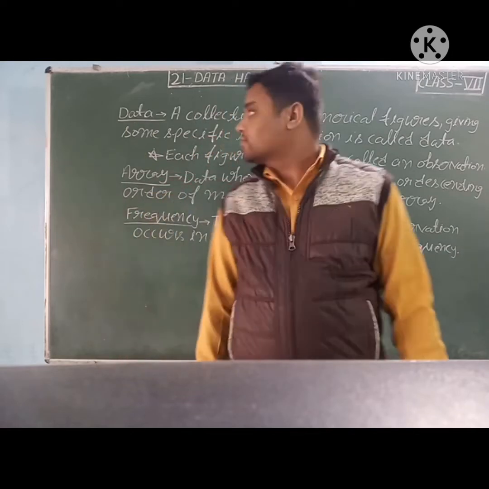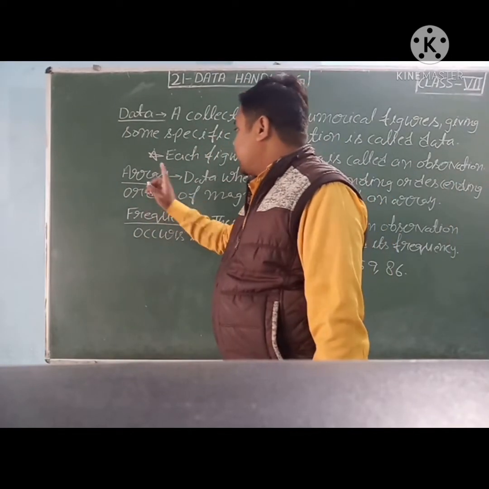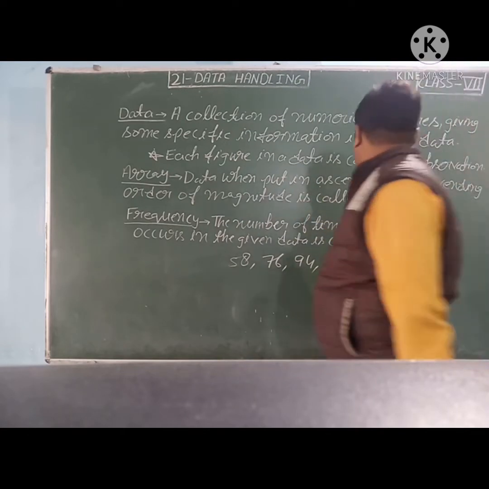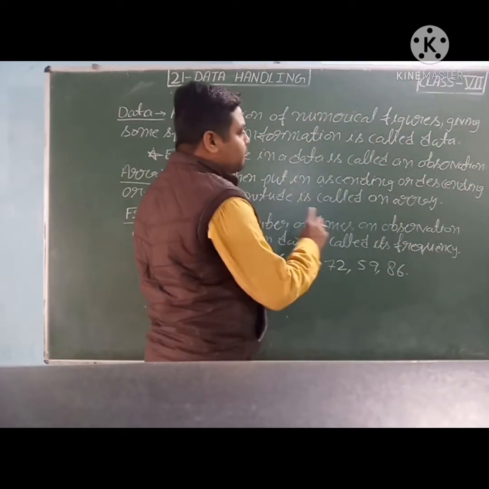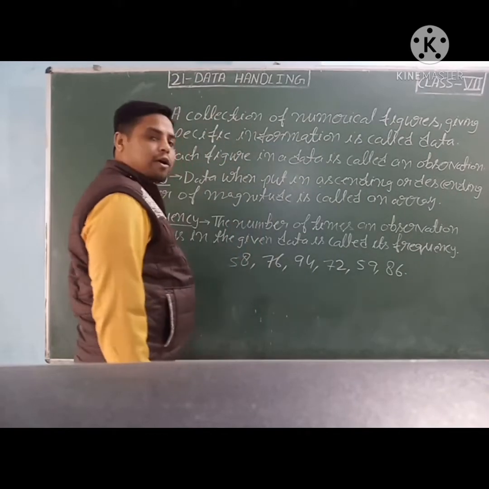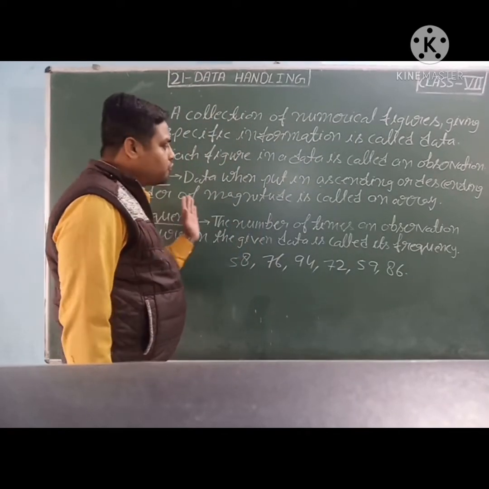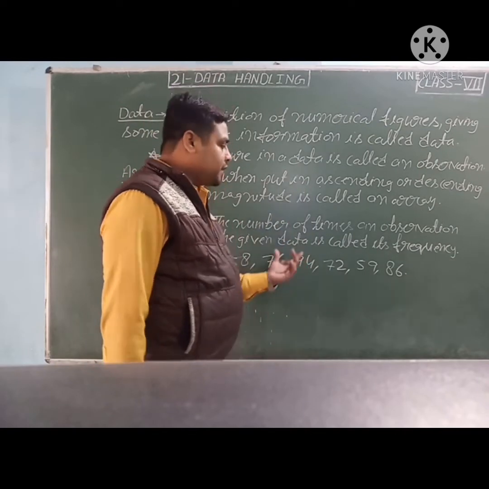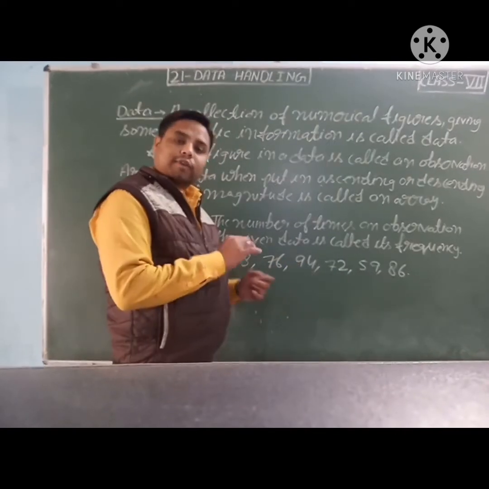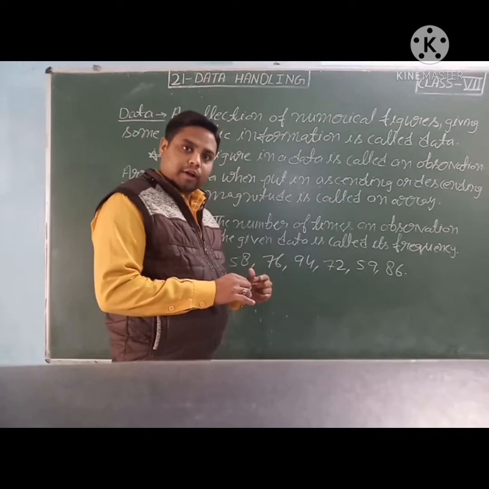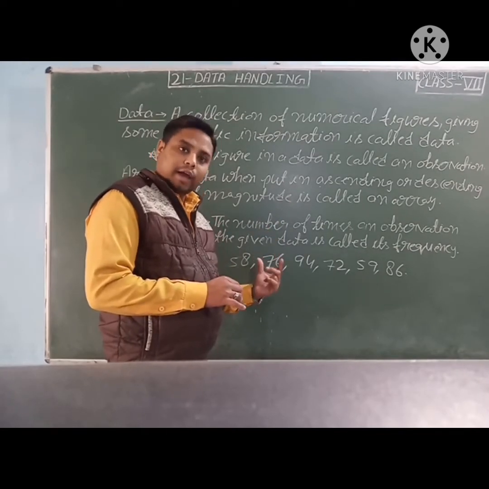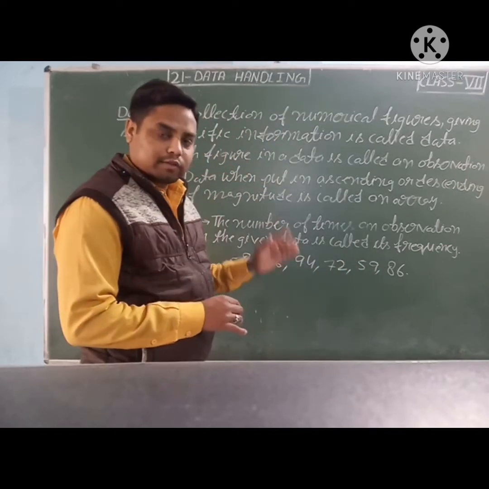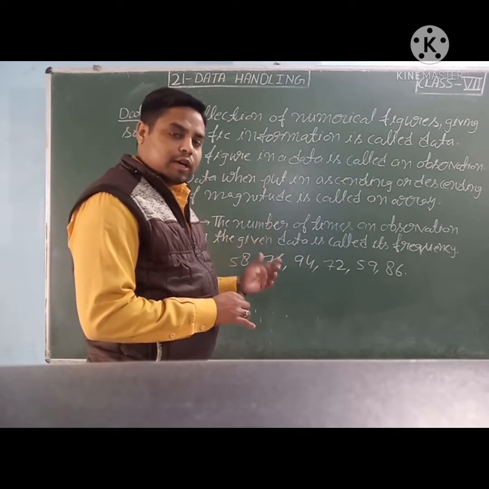Next is array. Data when put in ascending order or descending order of magnitude is called an array. Means when data is put in ascending or either descending order, then it is called an array. So if I arrange these marks in ascending or either descending order, then we can say array.